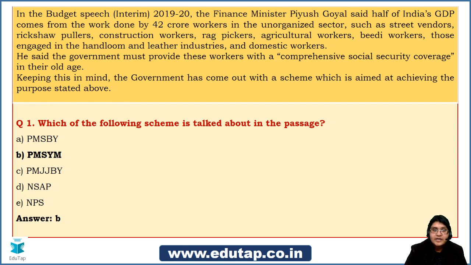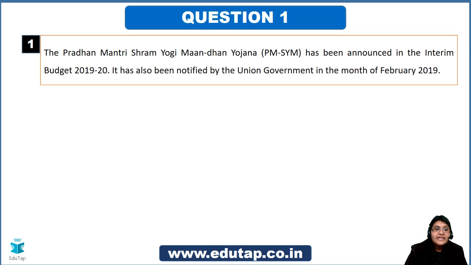This is a scheme that has been announced as part of the budget 2019-20. Let me tell you the full form of this scheme. It is Pradhan Mantri Shram Yogi Man Dhan Yojana. It has also been notified by the Union government this month, that is February 2019. So friends, you always have to make sure you know the full forms. I'm stressing this because sometimes we know what the scheme is, but we don't know the full form of it. That is a disadvantage, so don't overlook these things.